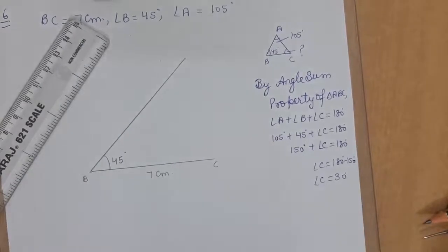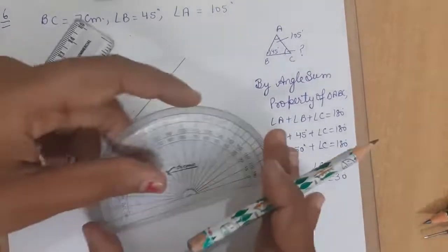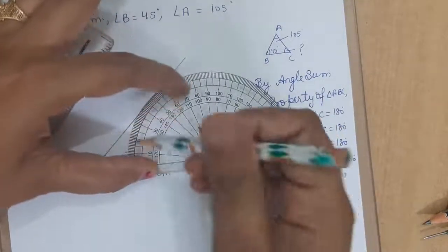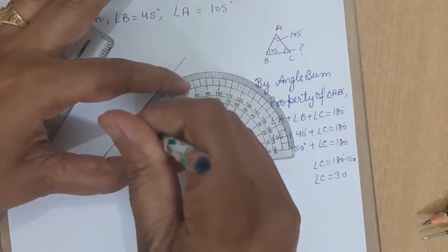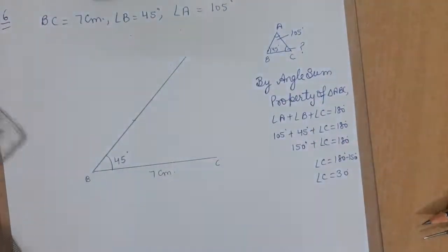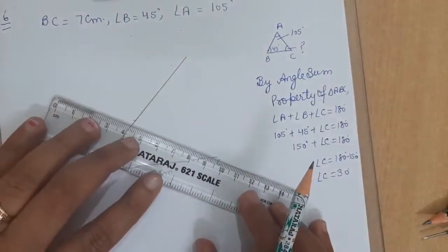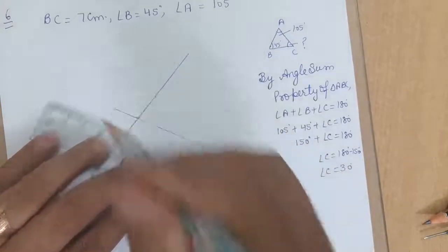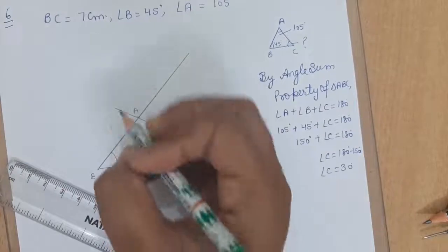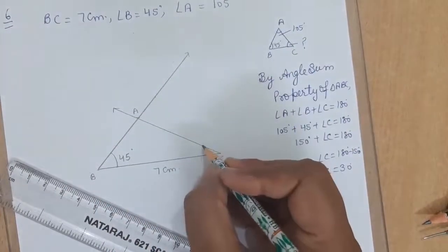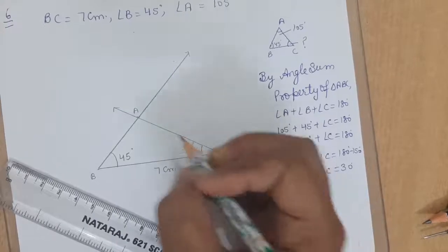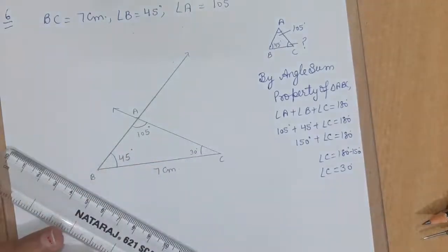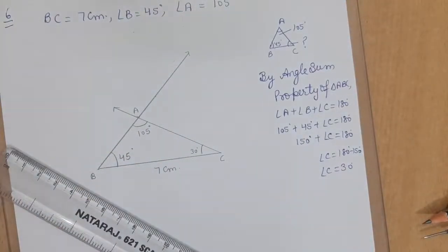So dear students, at point C we will draw an angle of 30 degree. Here I am using a protractor for drawing this angle. This is an angle of 30 degree measurement. Now join it. Where these two rays intersect each other, we will get our third vertex, and it is angle A. It is of 105 degree. Yes dear students, now what do we have to do?